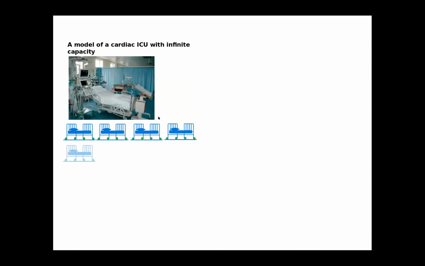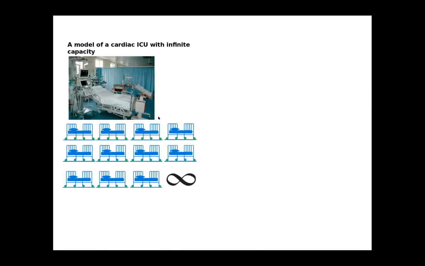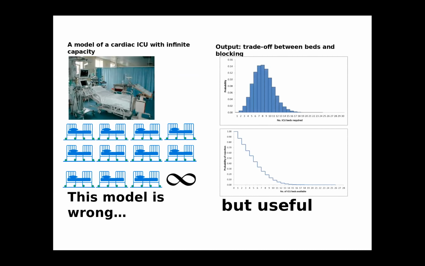This is another example of a model that is wrong. This is a model of a cardiac ICU with infinite capacity. That's clearly wrong. No ICU has infinite capacity, anything near it. But an infinite capacity model can be really useful because it can allow us to explore the trade-offs between beds and bed blocking, and say, well, if you had this many beds, we think the probability that your beds are going to be blocked is this, etc., and exploring that solution space.